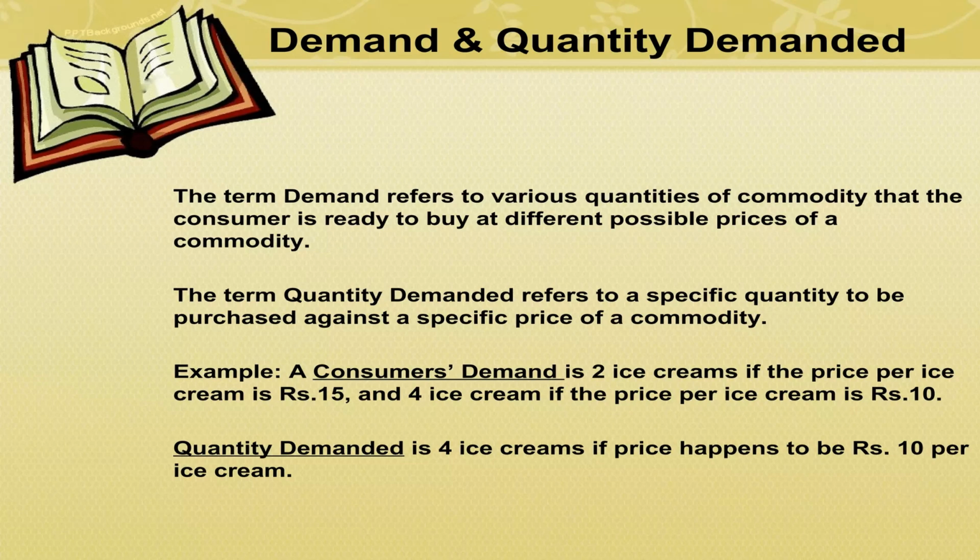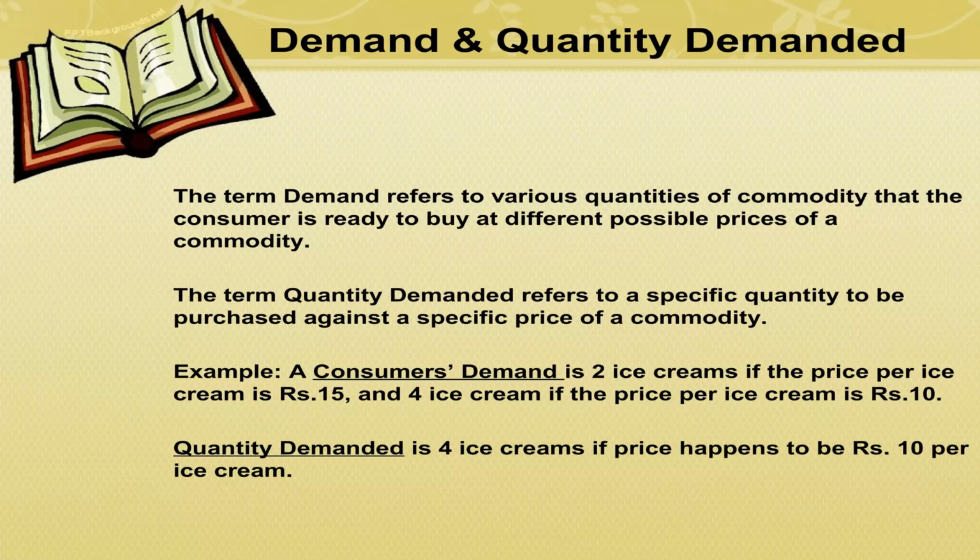Now there is demand and quantity demanded. The term demand refers to the various quantities of a commodity that a consumer is ready to buy at different possible prices of a commodity. The term quantity demanded refers to the specific quantity to be purchased against a specific price of a commodity. Means demand refers to all varieties of quantities of a commodity that we are going to purchase at different possible prices that are available in the market. And quantity demanded refers to a specific quantity, only a specific number that we are going to purchase against a specific price of a commodity.